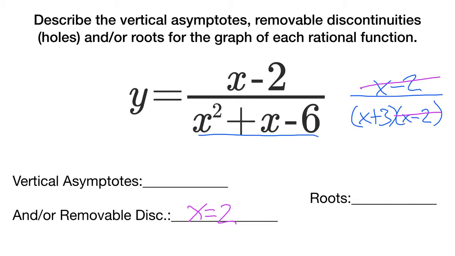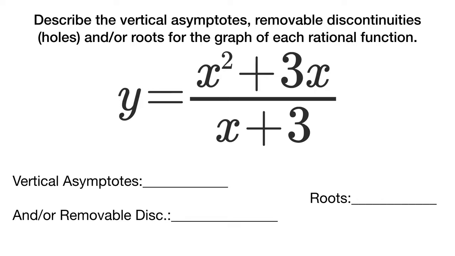Then we have another part, x plus 3. That is in our denominator, which makes it a vertical asymptote since it hasn't been canceled out, meaning x equals negative 3. Finally, we have our roots. Oh, we're missing any, so there are none.